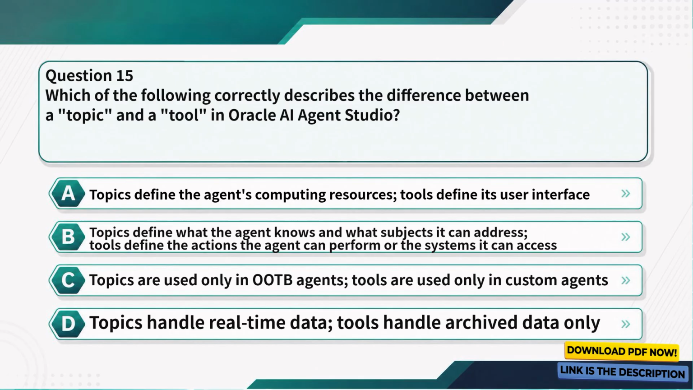Question 15. Which of the following correctly describes the difference between a topic and a tool in Oracle AI Agent Studio? A. Topics define the agent's computing resources. Tools define its user interface. B. Topics define what the agent knows and what subjects it can address. Tools define the actions the agent can perform or the systems it can access. C. Topics are used only in OOTB agents. Tools are used only in custom agents. D. Topics handle real-time data. Tools handle archived data only.